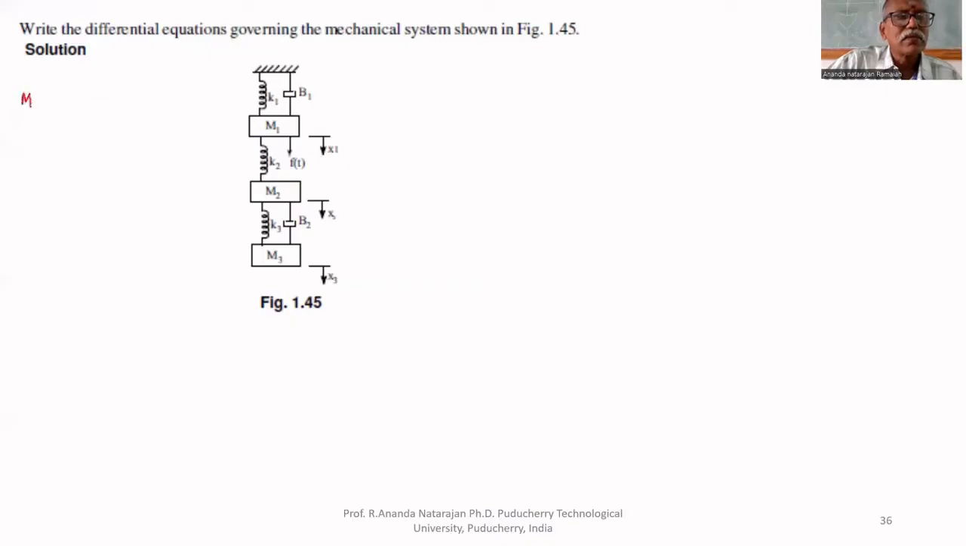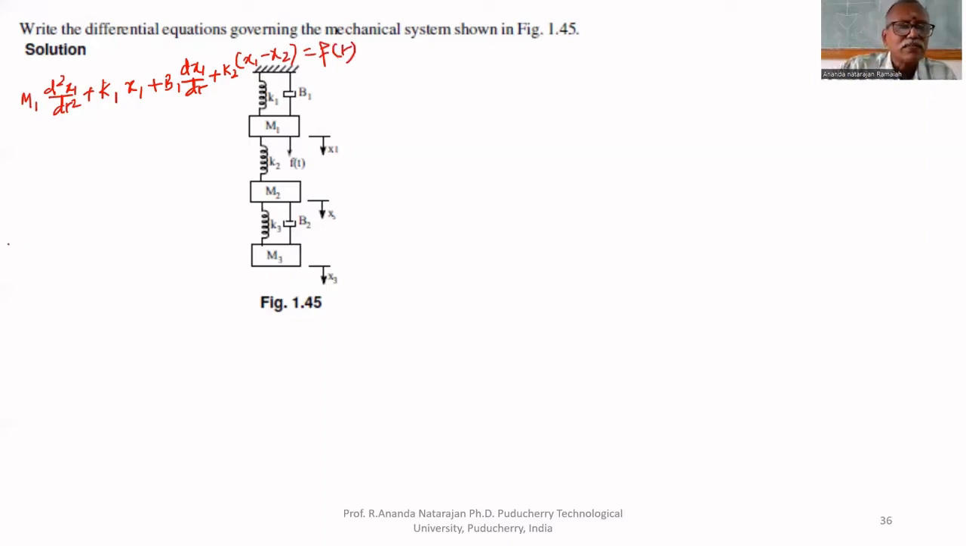For mass M1: d square x1 by dt square plus k1 x plus b1 dx1 by dt plus this k2 is connected with m1, therefore k2 (x1 minus x2) equal to f of t, applied force. This is the first equation.